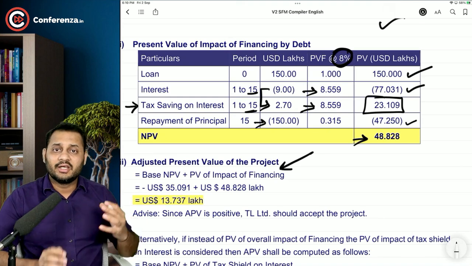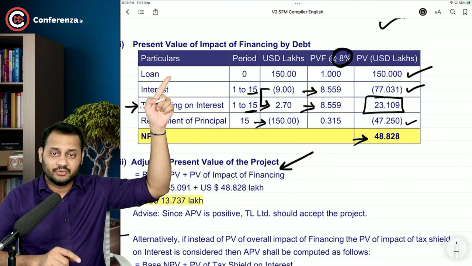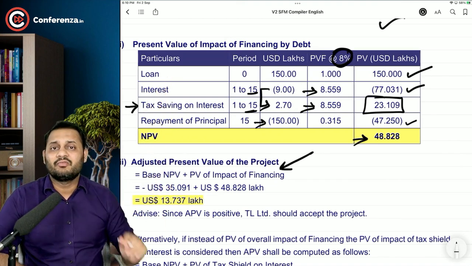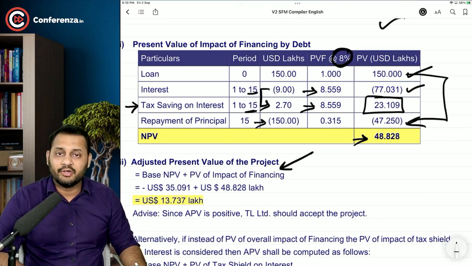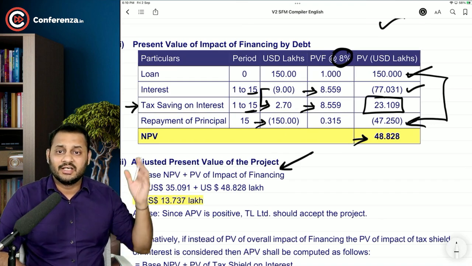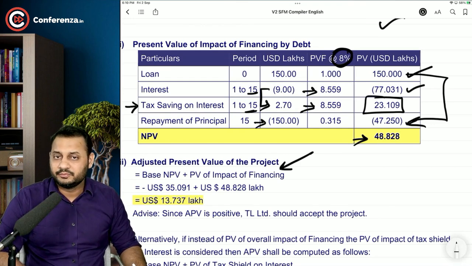It's very apparent from the point that you are using 150 lakhs, you are taking 150 lakhs today and paying back the same amount after 15 years. See, this 150 has reduced to 47.25 over a period of 15 years because you are repaying the same amount. And it's ultimately a benefit to you, 48.828 positive value.